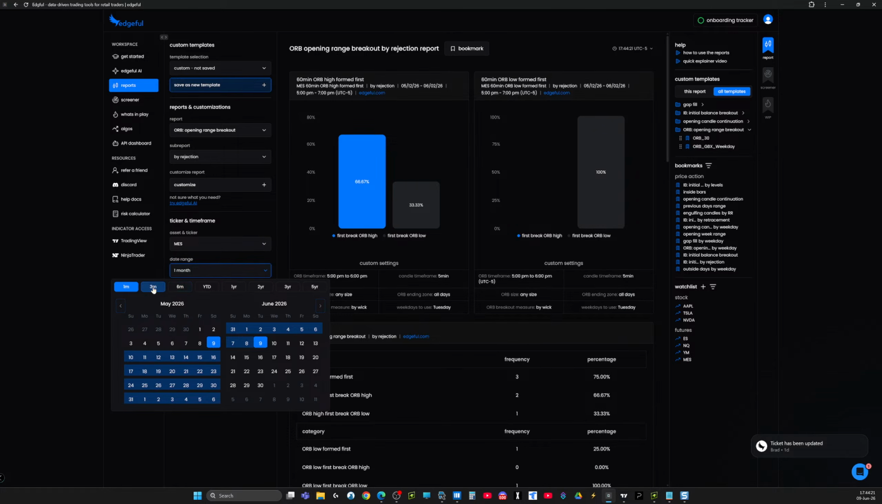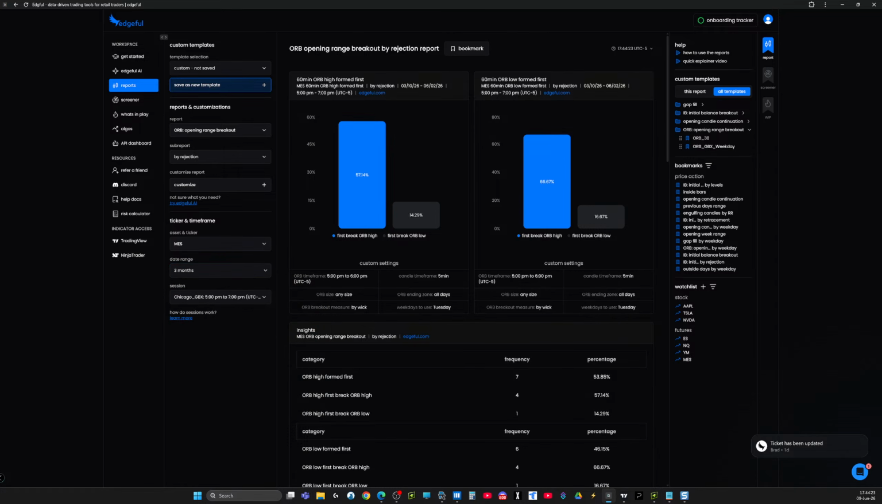3, so it's 66 and 33, right? Oh, but look over here. Look at the opening range low forming first. Nada, and 100% of them. And this is exactly backwards. Do you see this?